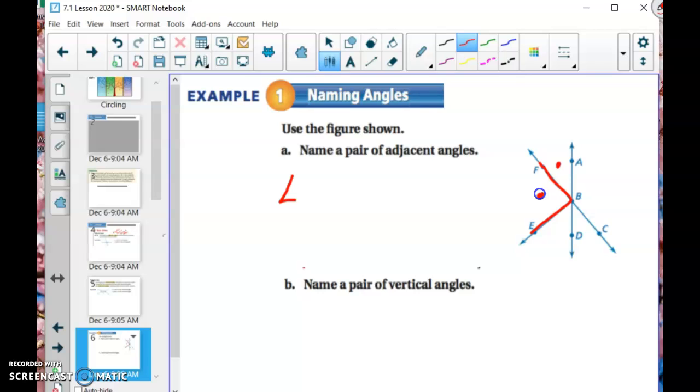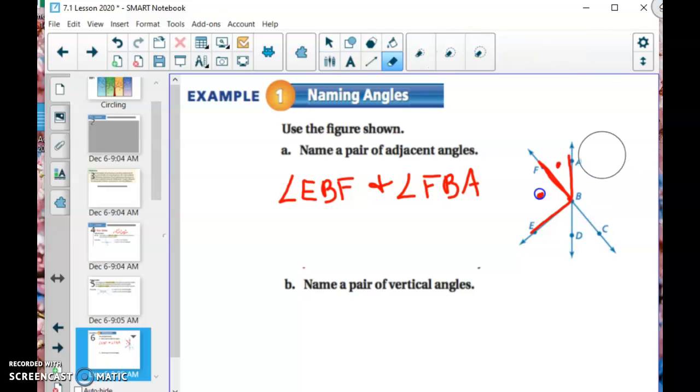So I would say angle EBF and angle FBA would be adjacent to each other because they share the same vertex. So I know B has to be in the middle, and they are right next to each other because they share a common side.